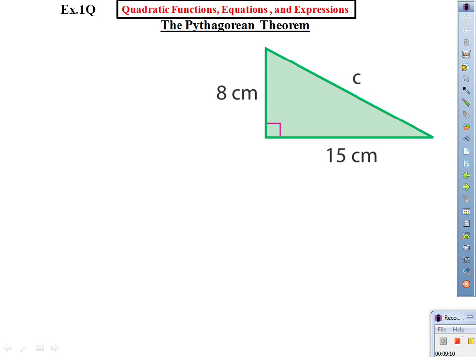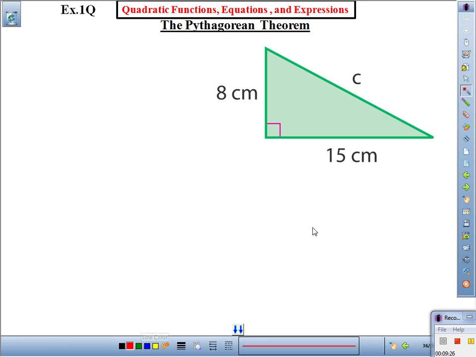Pythagorean Theorem. We have a right triangle with one side 8 centimeters, the other side 15 centimeters, and the longest side, C. We need to figure out what C measures. Now, does everybody see the right angle right here in red? Okay. Remember, the longest side is always across from the right angle. The longest side. The other two sides are known as legs. Hopefully it's coming back, yes?